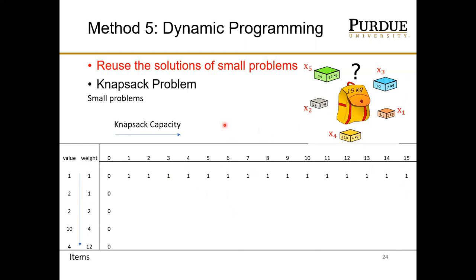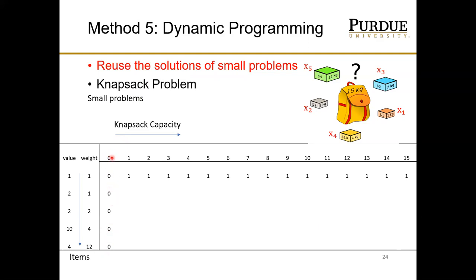So again, let's start from our philosophy, right? Our philosophy is that we want to start from small problems first, and then we save the solutions. For example, in this problem, what is a small problem? This problem is this one, for example, the first column.